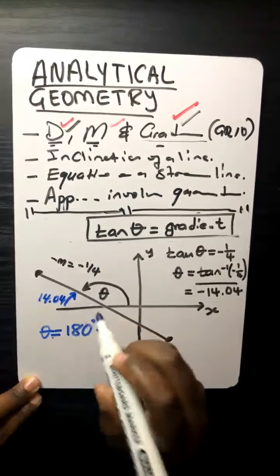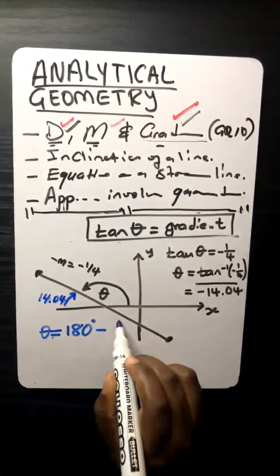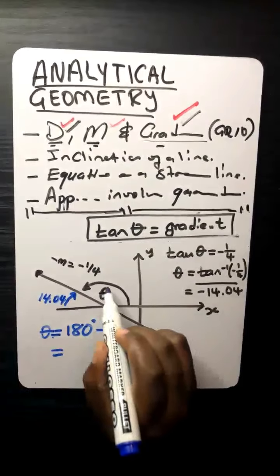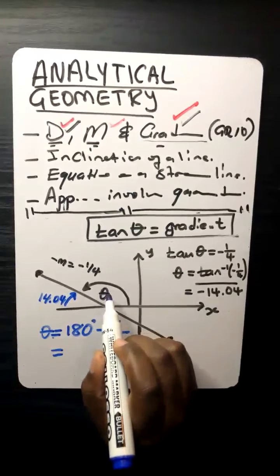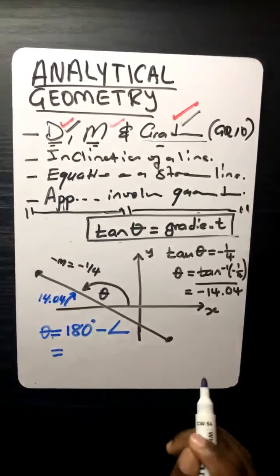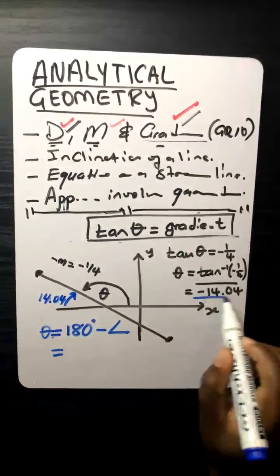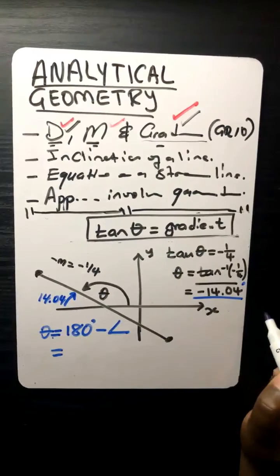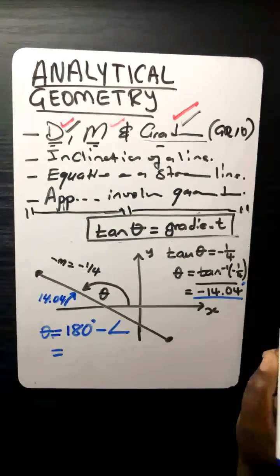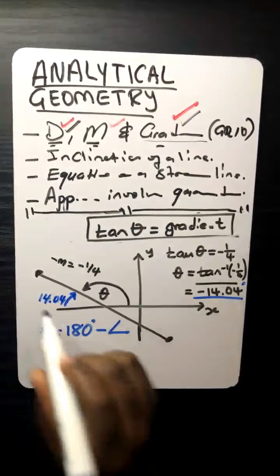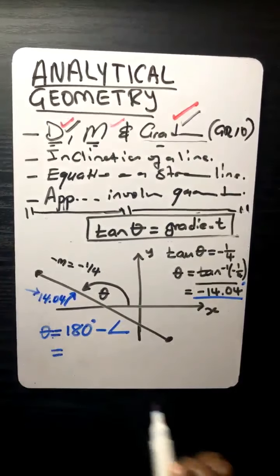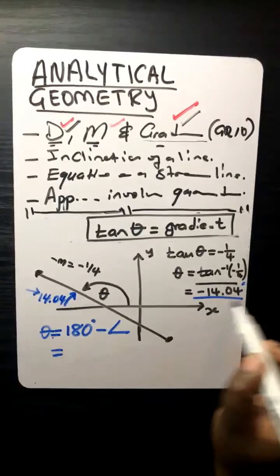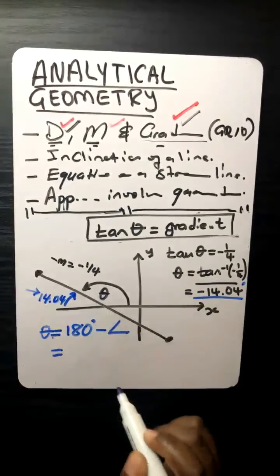Let me just do this so that it makes sense. For you to get that angle theta for a line which has a negative gradient, after you get that angle which is less than 90, even though you're expecting an angle greater than 90, you know that angle is that one over there. So you just have to say 180 minus that to get that angle. So what is that angle?